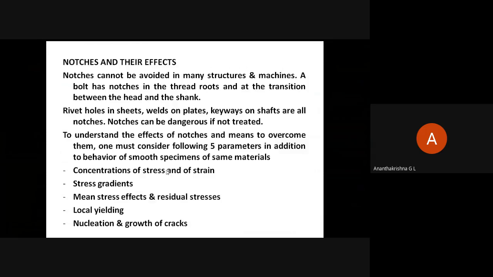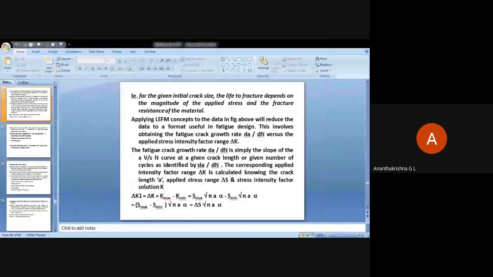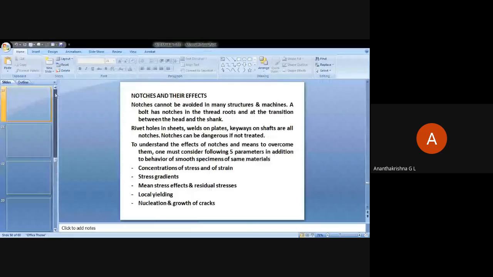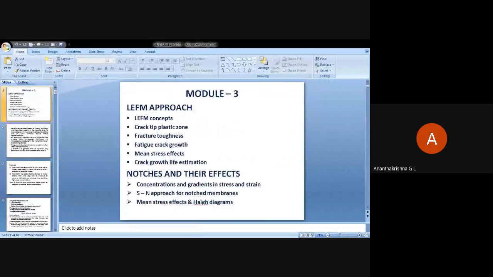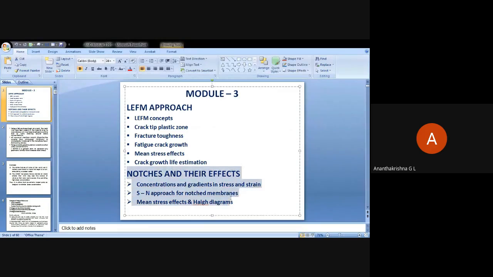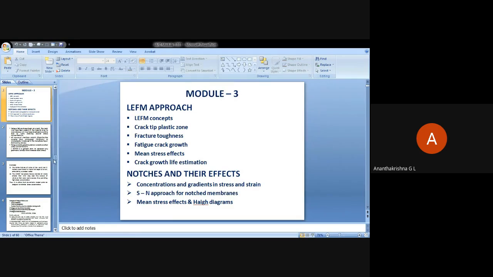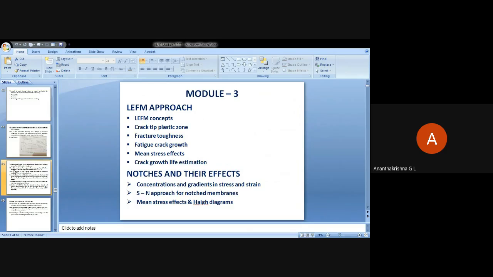And so this is what the final conclusion is, that what we learned. Okay. So next, in module 3, we have the second part of module 3. Up to the LEFM approach we just finished. So we have notches and their effects, concentration and gradients. So this is what we need to learn next. Essentially, notches and their effects is what we need to learn now.